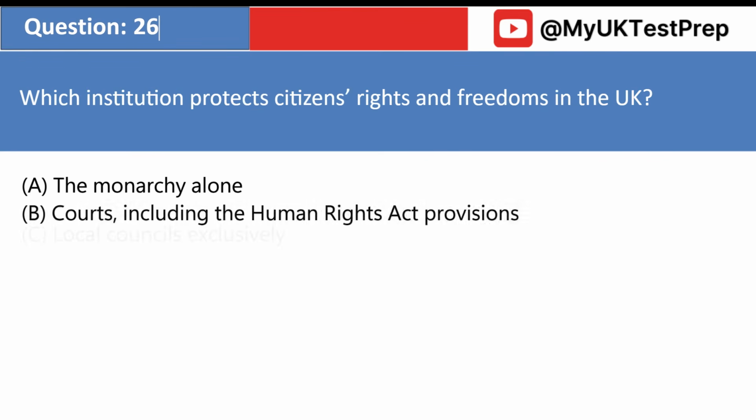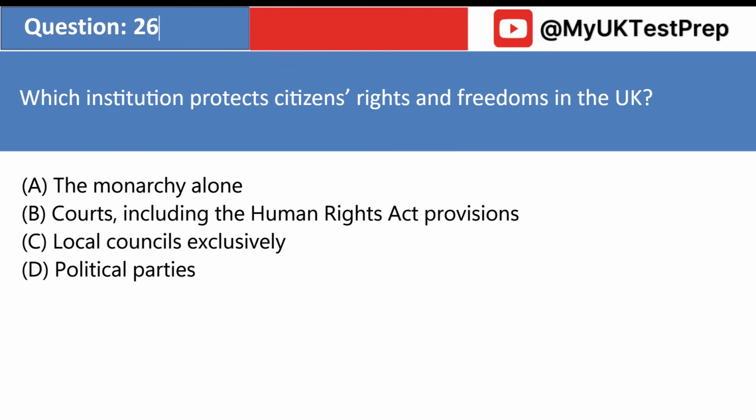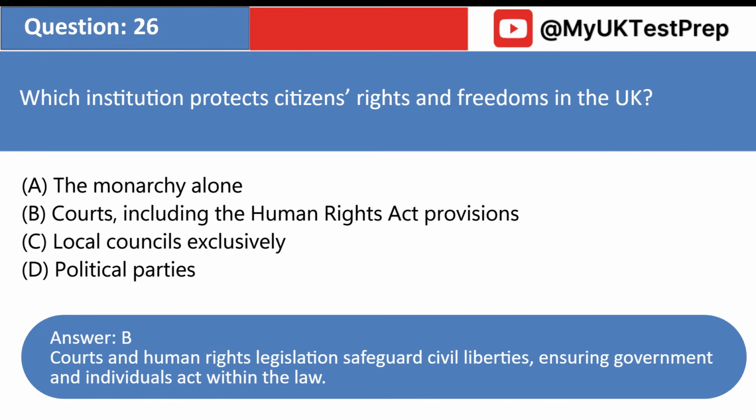Which institution protects citizens' rights and freedoms in the UK? A. The monarchy alone. B. Courts, including the Human Rights Act provisions. C. Local councils exclusively. D. Political parties. Answer: B. Courts and human rights legislation safeguard civil liberties, ensuring government and individuals act within the law.